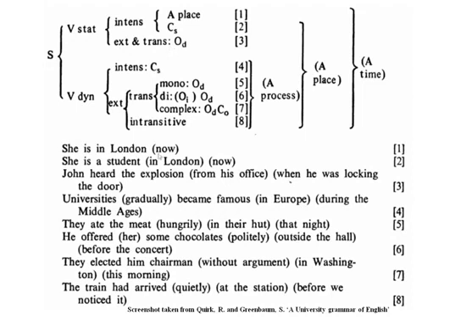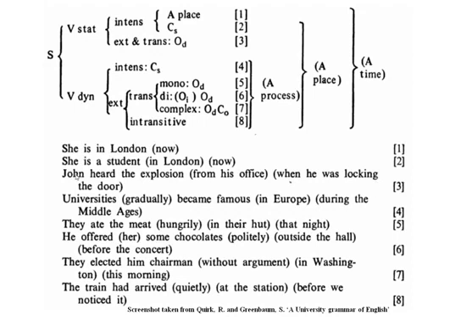If you see sentence 1, she's in London now, is is a stative verb because it refers to a state of being. It does not refer to an action. It is an intensive stative verb because it's followed by an adverb of place, which is London. In sentence 2, she is a student, is here is followed by a subject complement. It is a stative verb because it refers to a state of being. It's not an action verb. And it is an intensive verb because it is followed by a subject complement, which is a student.